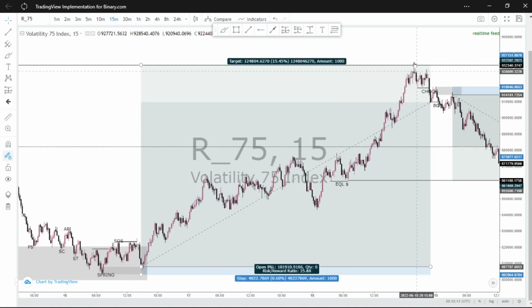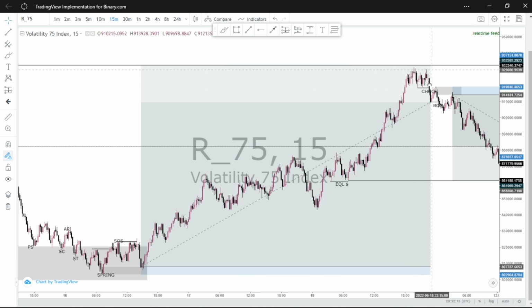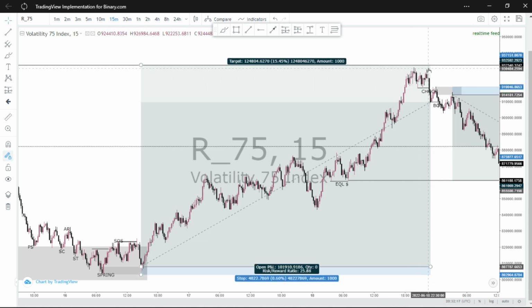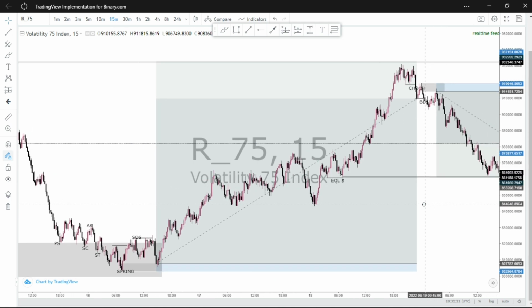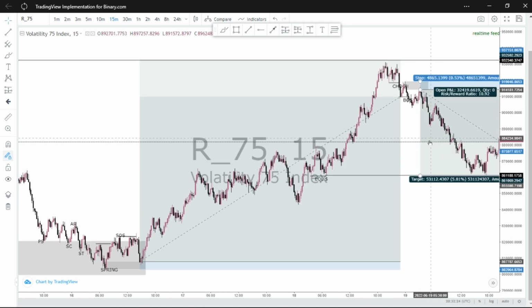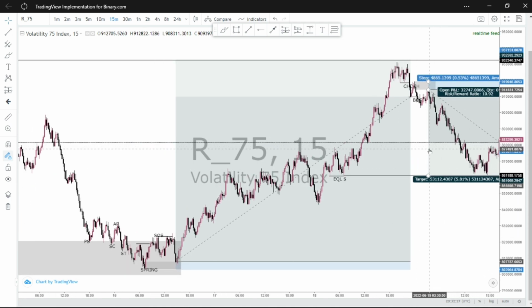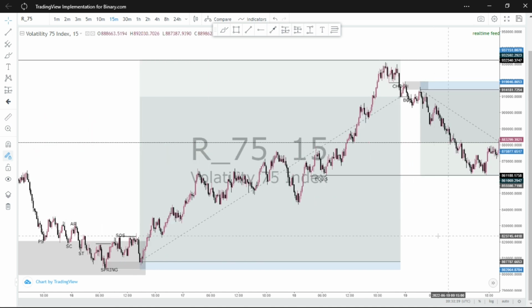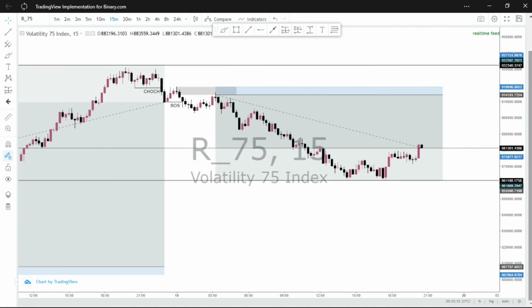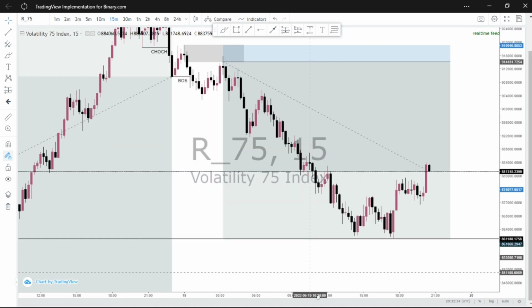Because price came up here, made this indecision, failing to break higher, and then finally breaking lower, changing its character from bullish to bearish. Lo and behold, I did exit that trade, and I started looking for a bearish entry then, which is precisely this one right here.